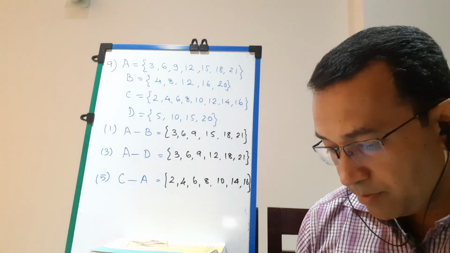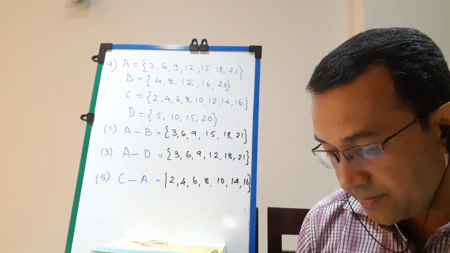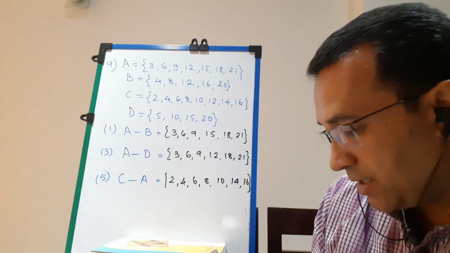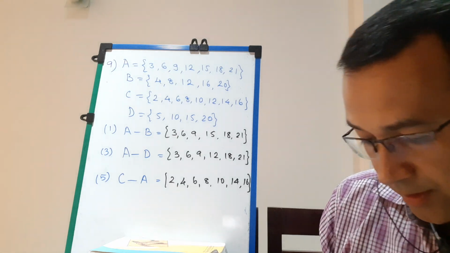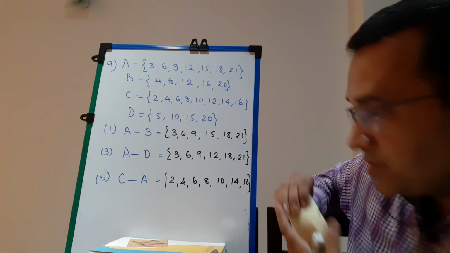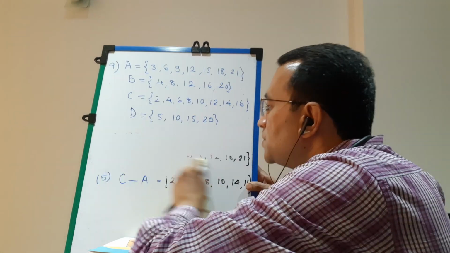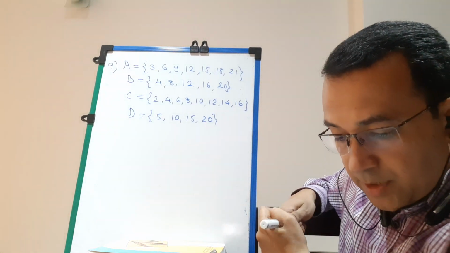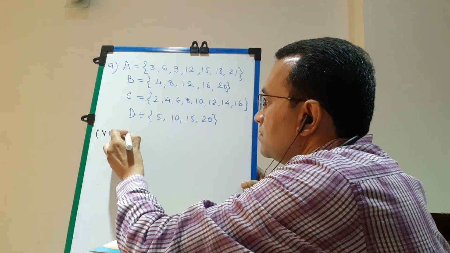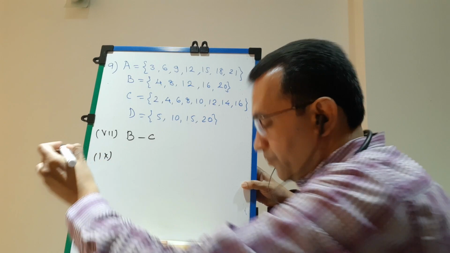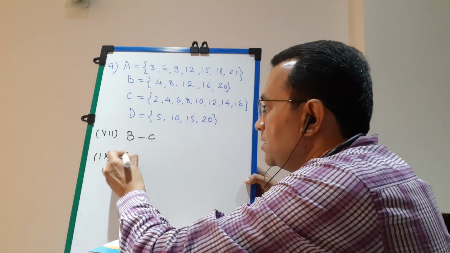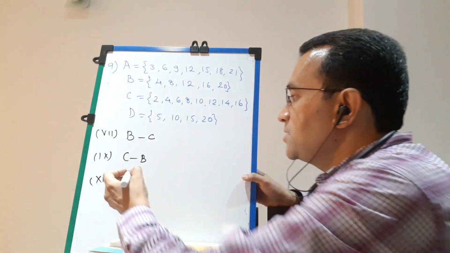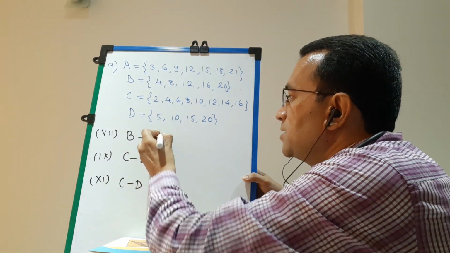Okay, now, students, we are doing parts number 7, 9 and 11. The seventh part is B minus C. The ninth part is, students, C minus B. And the 11th part is C minus D. Okay, let us find the sets.